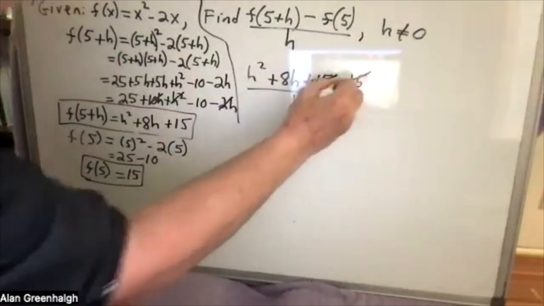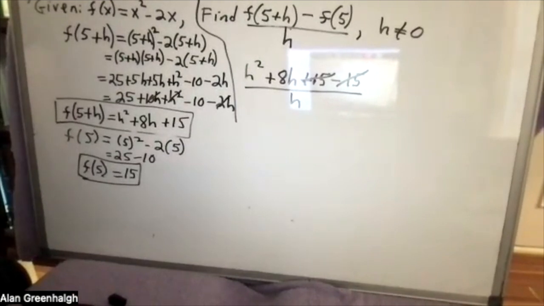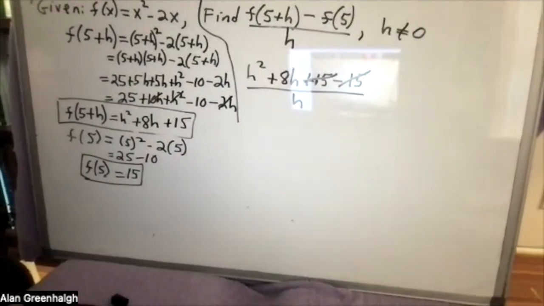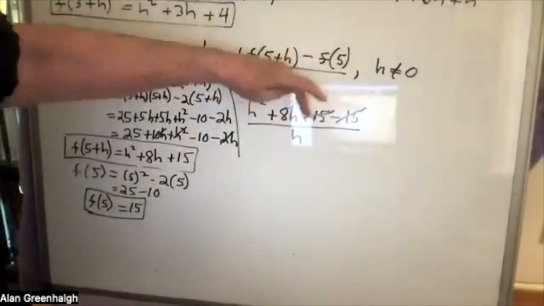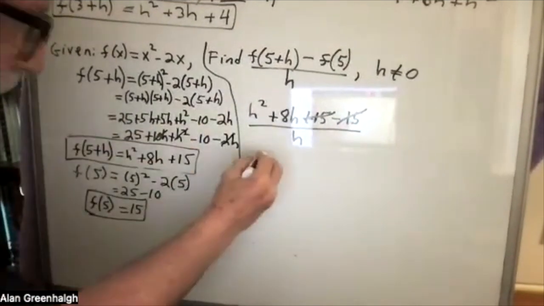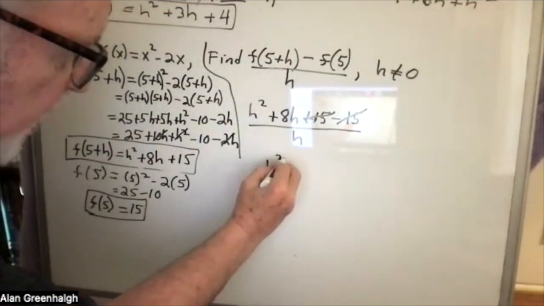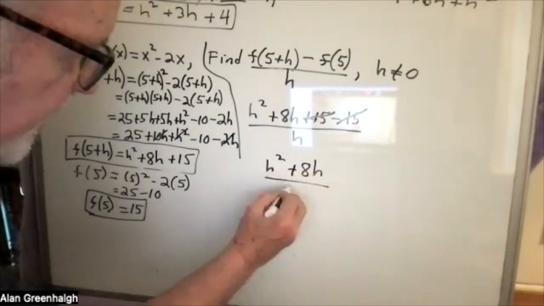This cancels out with that. That always happens in this type of problem. So if that doesn't happen, if you're doing this problem and you can't cancel these two out, then you've made a mistake. But anyway, what we wind up with is h squared plus 8h divided by h.